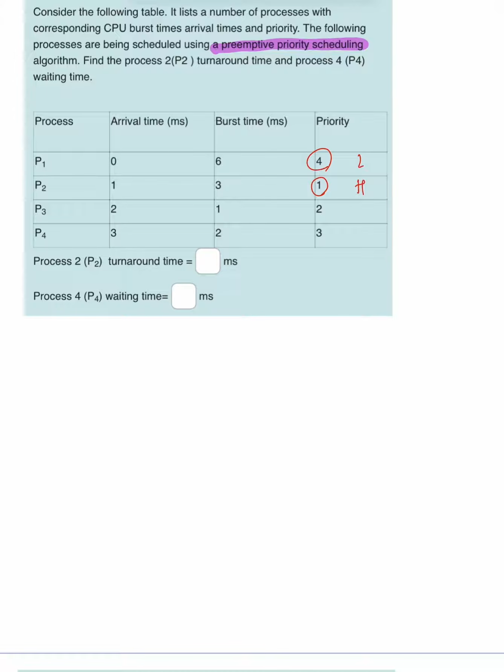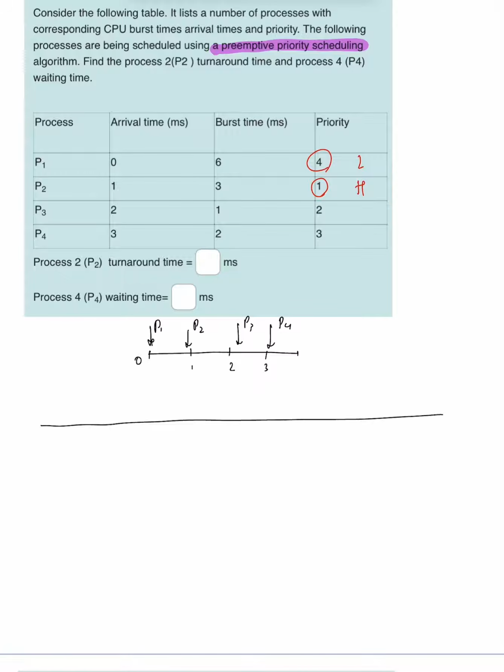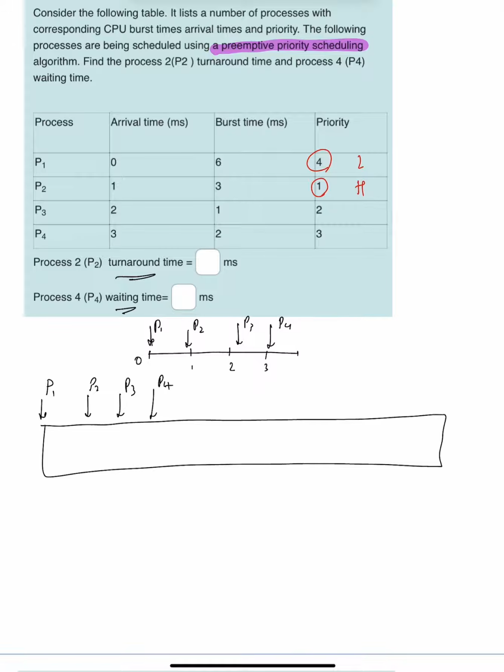To solve this question, what I do first, I draw the timeline for the arrival of different processes. So P1 arrives at millisecond 0, P2 arrives at millisecond 1, P3 and P4 as you see here. And what is important to draw the right and correct Gantt chart to answer the question, which is the turnaround time and waiting time for two processes. Because this is a preemptive algorithm, I do recommend to write and draw the arrival of different processes on the Gantt chart because it helps you to know at what point you can switch between different processes.